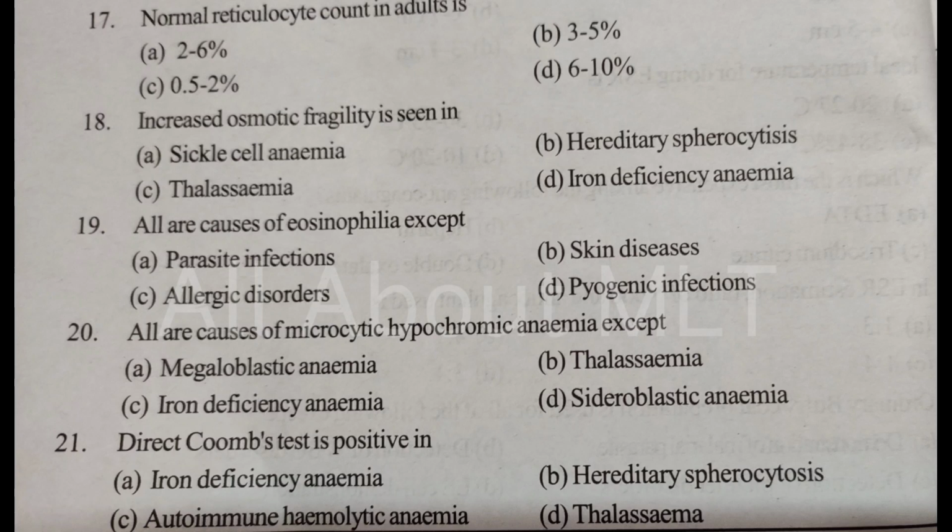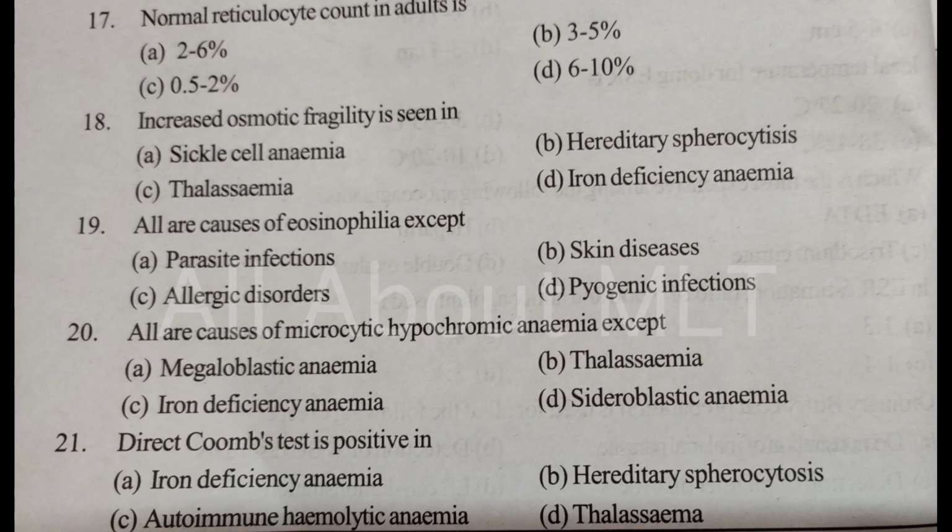All are causes of eosinophilia except option A parasite infections, option B skin disease, option C allergic disorders, option D pyogenic infection, and the answer is option D pyogenic infection. All are causes of microcytic hypochromic anemia except option A megaloblastic anemia, option B thalassemia, option C iron deficiency anemia, option D sideroblastic anemia, and the answer is option A megaloblastic anemia.